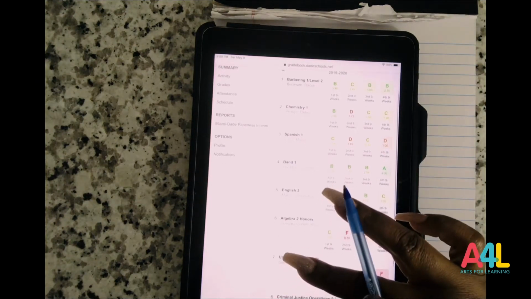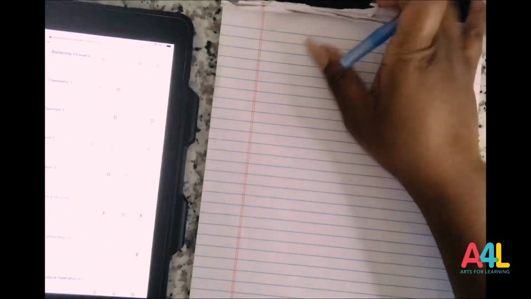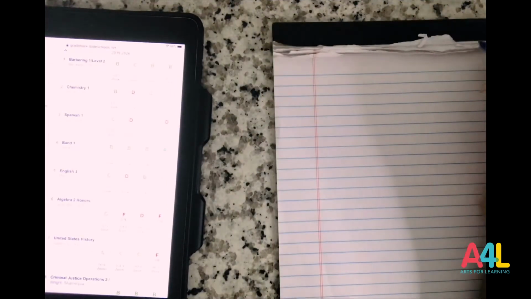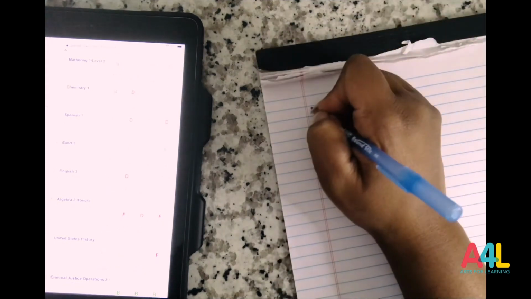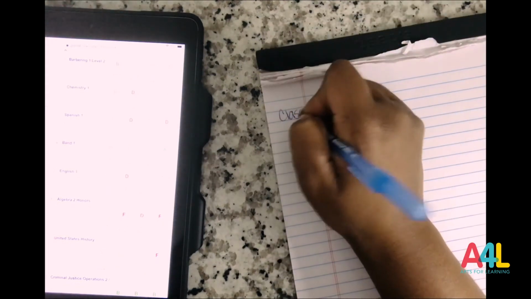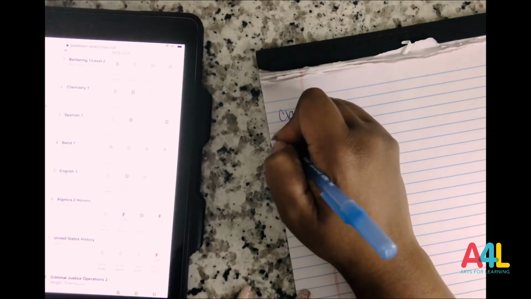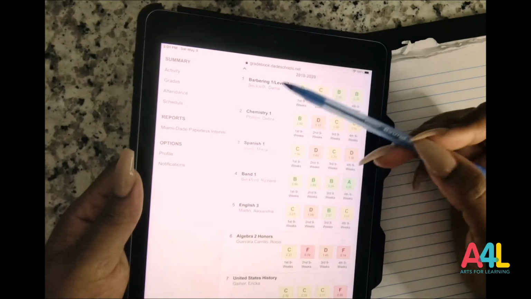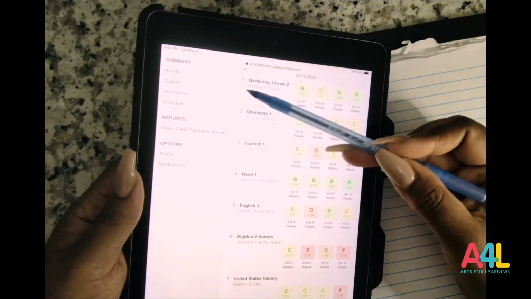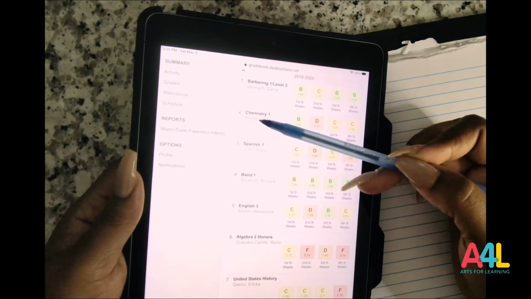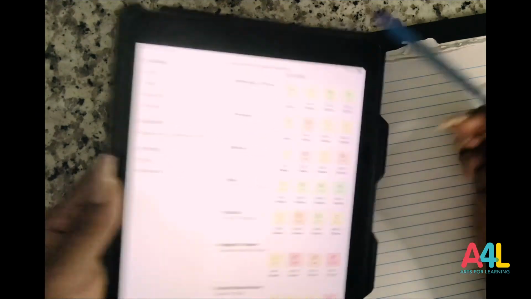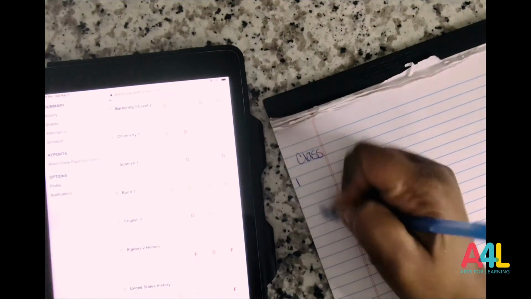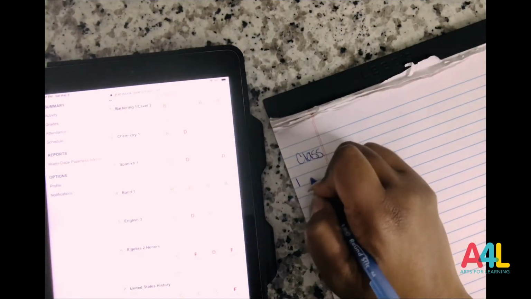So on your paper, you're going to create a table. Your table should say class, and you would write your classes as you see them on your student portal. So if your first class is barbering, you're going to write 1 barbering. If the second class is chemistry, you're going to write 2 chemistry. So go ahead and jot down your classes all together for the entire school year. Okay?